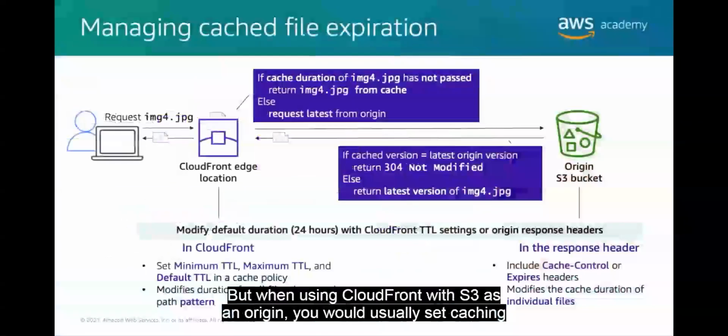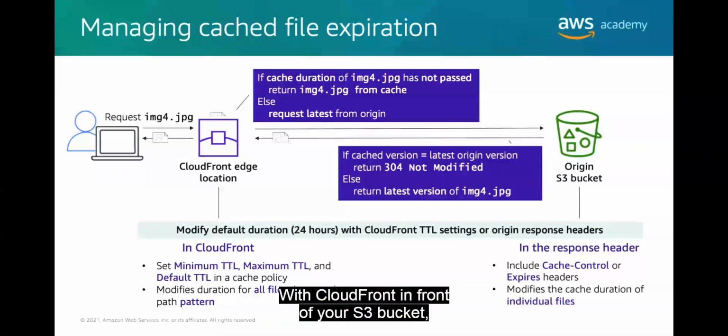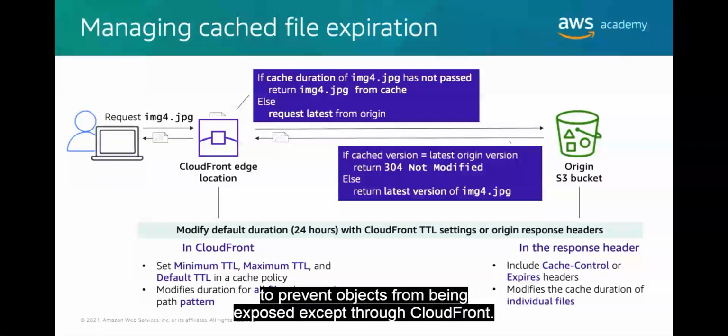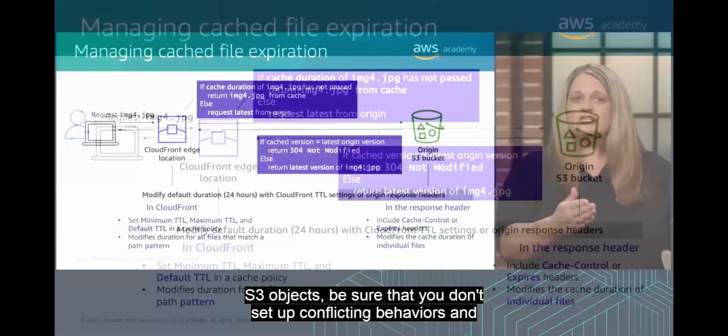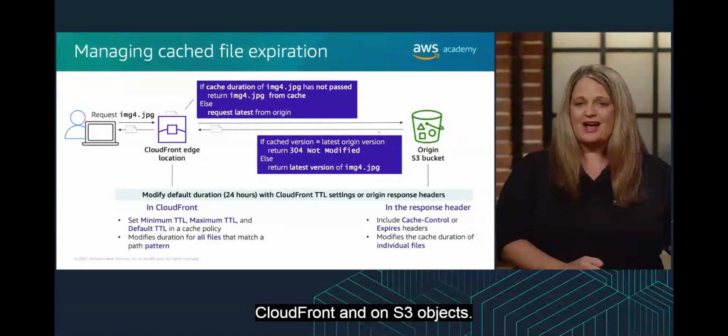But when using CloudFront with S3 as an origin, you would usually set caching expiration behaviors in CloudFront rather than on the S3 objects. With CloudFront in front of your S3 bucket, you can configure origin access identity, also known as OAI, to prevent objects from being exposed except through CloudFront. Therefore, you want the CloudFront caching behaviors to control expiration of S3 objects. Be sure that you don't set up conflicting behaviors in CloudFront and on S3 objects.